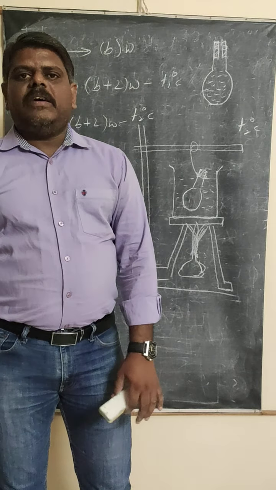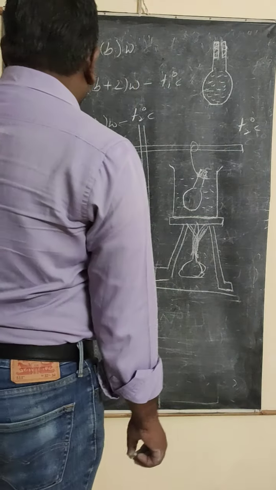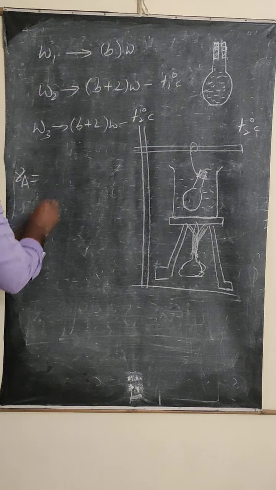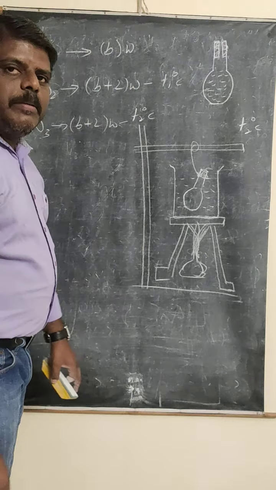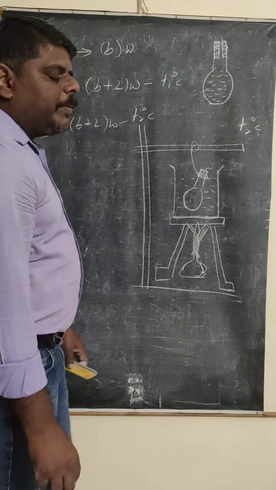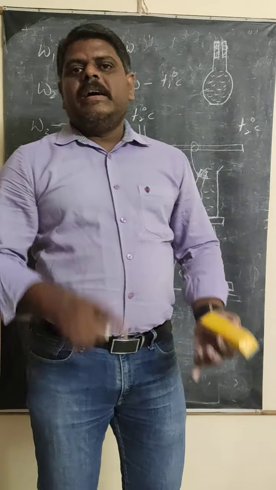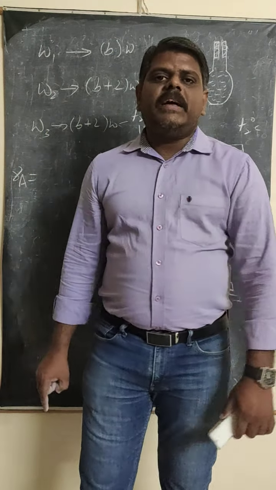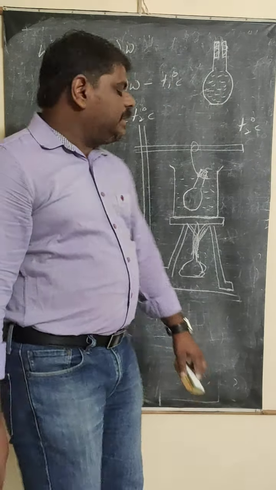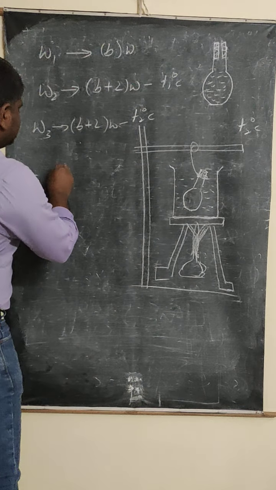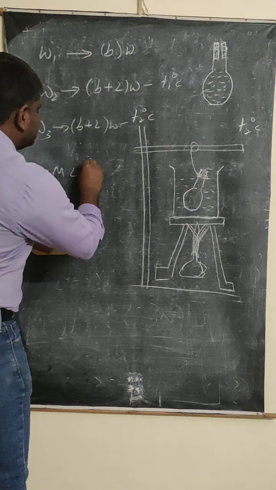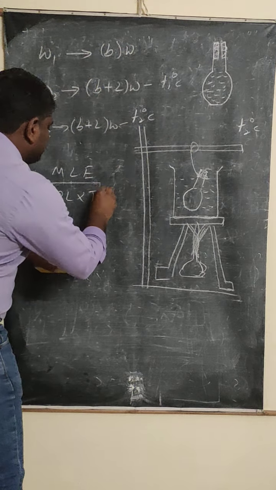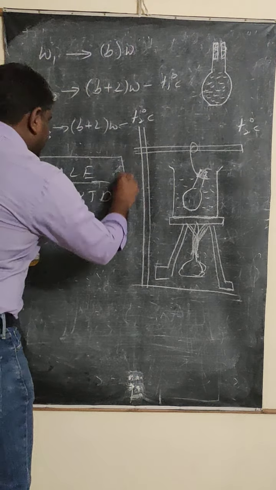Now we are going to write down the formula for the coefficient of apparent expansion. The coefficient of apparent expansion gamma A is equal to, I am writing it in words, you must remember the condition: mass of the liquid expelled divided by mass of the remaining liquid into temperature difference. That is the formula you need to remember.